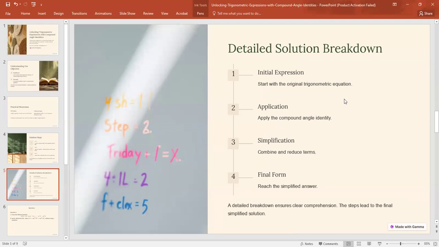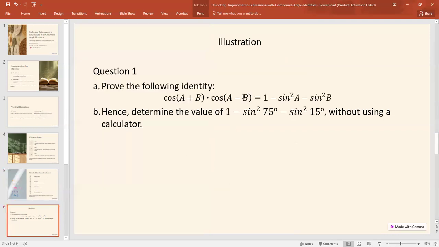So a detailed breakdown of the solution is as follows. The first point would be to consider the initial expression you observe critically and see, secondly, what compound angle identity applies to that initial expression. Thirdly, you have to simplify by combining like terms and reducing it to a simpler form. And after simplification, you're going to get the desired final version of the trigonometric expression. Let's have a look at a specific problem so that you can see how we can use what we have studied so far, precisely how to use compound angle identity to simplify a given trigonometric expression.